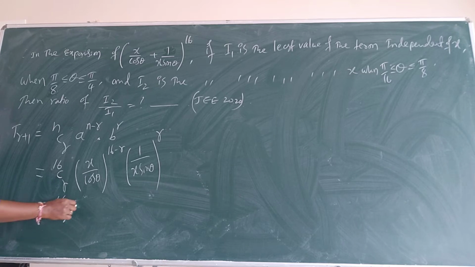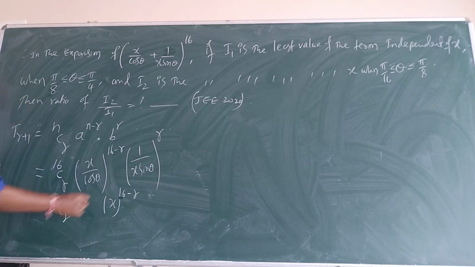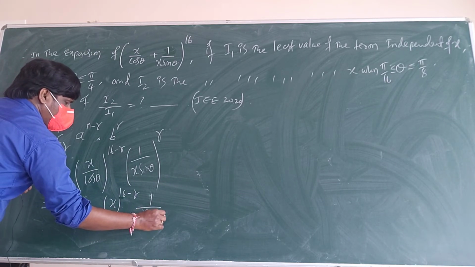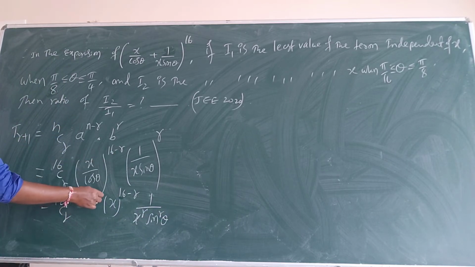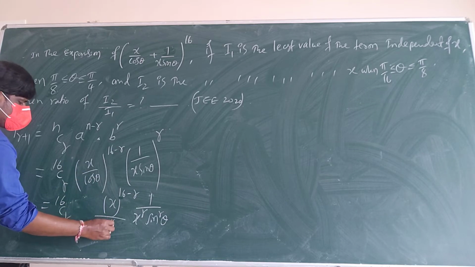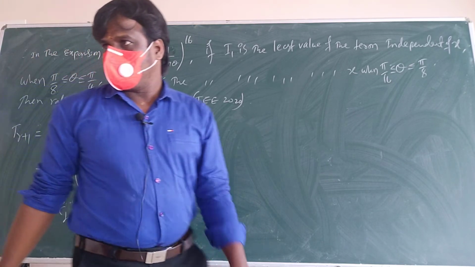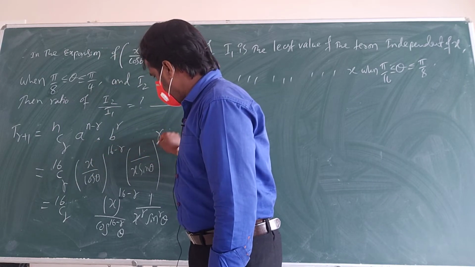16Cr. I separate the x powers. x power is 16 minus r, and here 1 to the power of anything is 1. Here x power r, sin power r θ, correct? And here we get x power this, and cos power 16 minus r θ, correct? Did you understand? I separated this power to this.